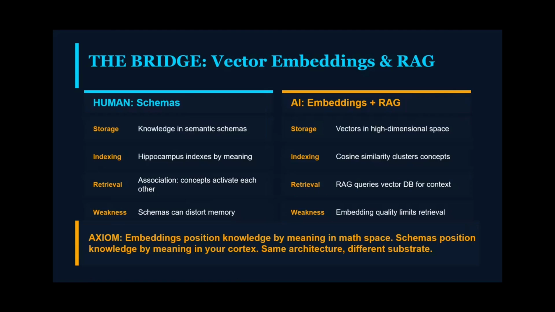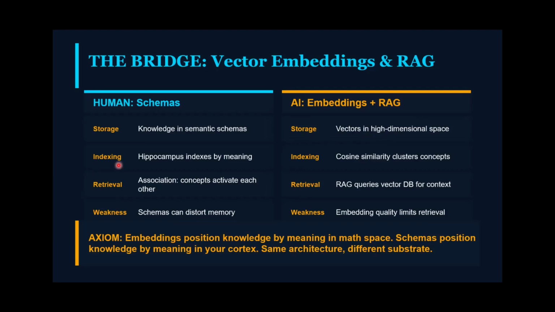Now, the bridge here to AI, let's talk about the bridge. You have vector embeddings and RAG, or retrieval augmented generation. Now, let's talk a little bit about how the two relate. So with storage, we want to think about how you have storage, which is, again, just the holding of the knowledge. It's not necessarily memory yet, but it's a storehouse. Okay, so this is going to be knowledge in semantic schemas. And then storage for our AI is going to be vectors in high dimensional spaces. All right, we call these vector databases or vector stores for AI.